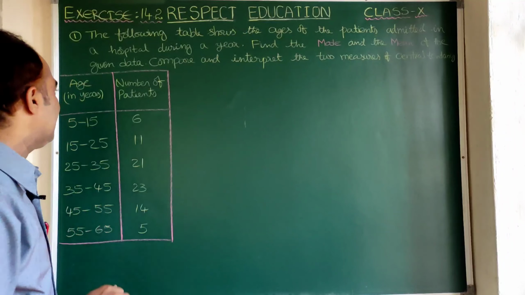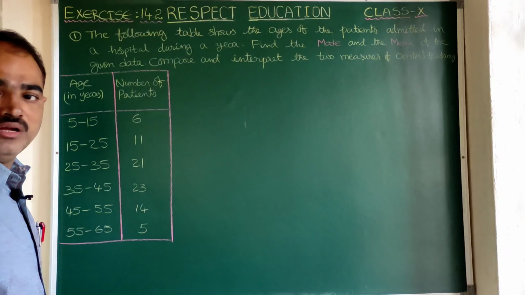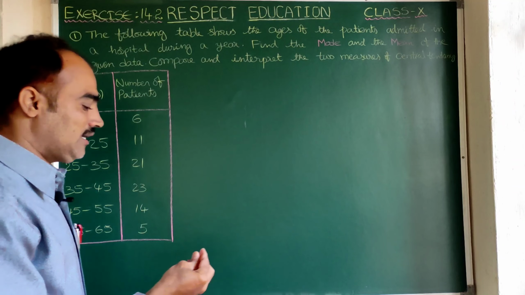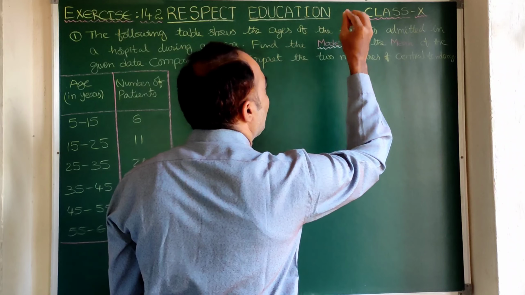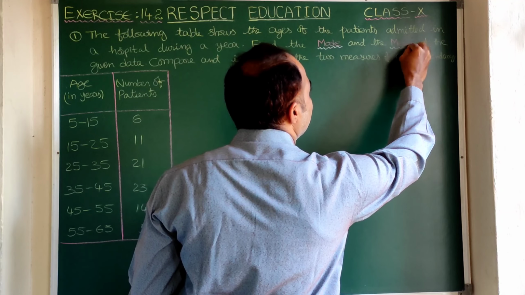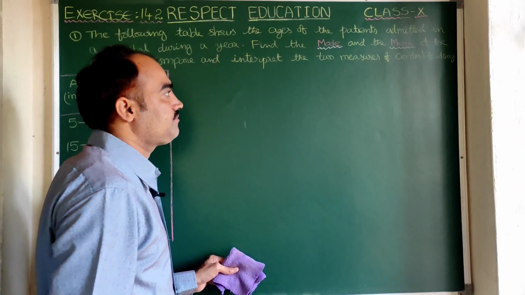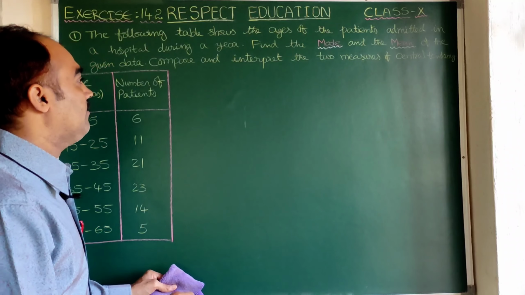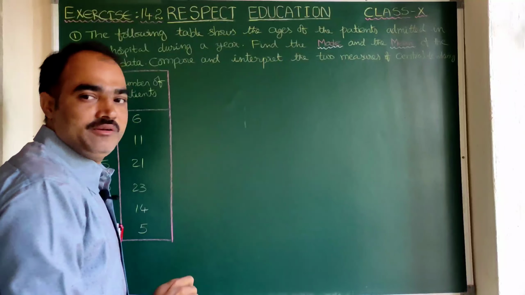So here is the given data. These are the ages of the patients and this is the number of patients. Now here there are two questions. First one is we should find the mode and second one is we should find the mean and then we should interpret. Now let us find one by one. First, for finding mean, let us prepare the table.